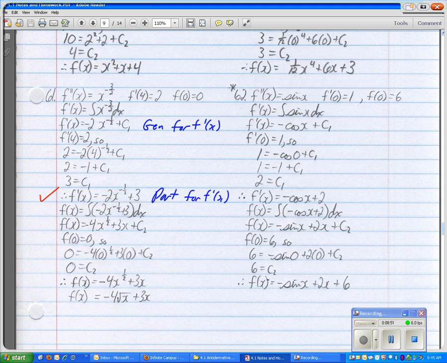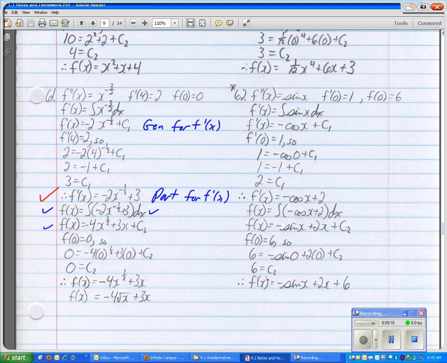Now, we get to do the whole thing over again to get f of x. So, take the indefinite integral, the antiderivative of both sides. I'm going to get the antiderivative of f prime will be f. And on the other side, I'm going to have to figure out what the antiderivative of negative 2 x to the negative 1/2 plus 3 dx is.